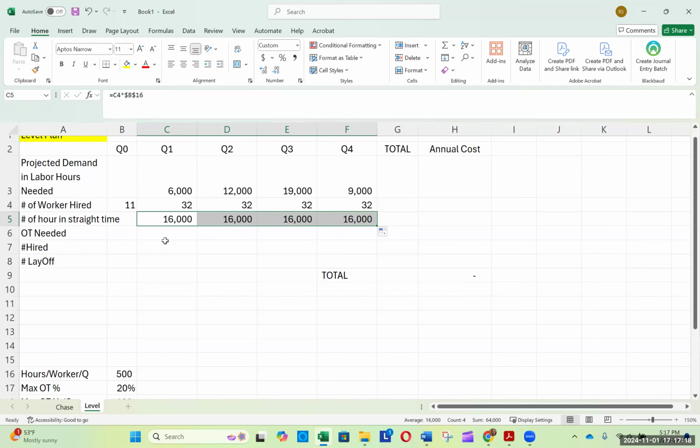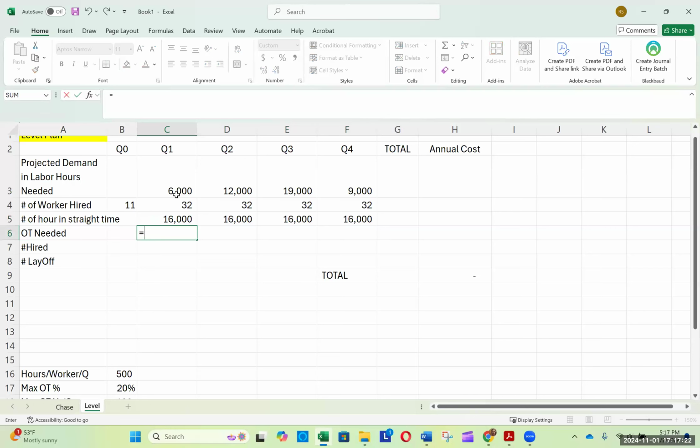Okay, so overtime needed is going to be, what is the amount of overtime needed? This minus this, obviously each time is going to be a negative number. You know that you don't need negative 10,000, so you make it 0, because you have to still pay the worker for full time, even though they are underemployed in Q1. You have too many workers, but you are using level approach.